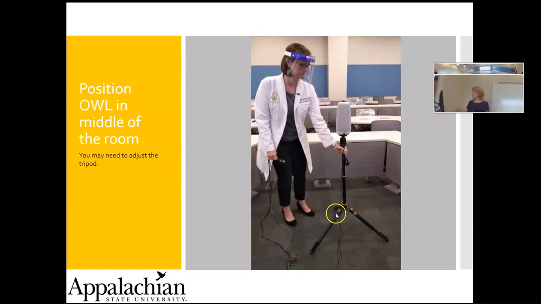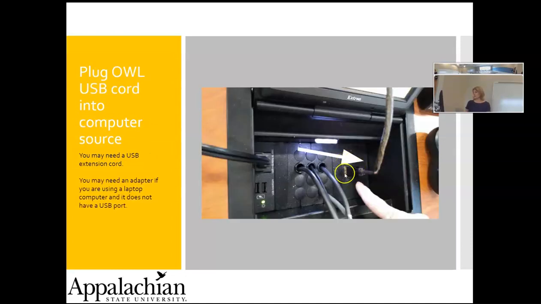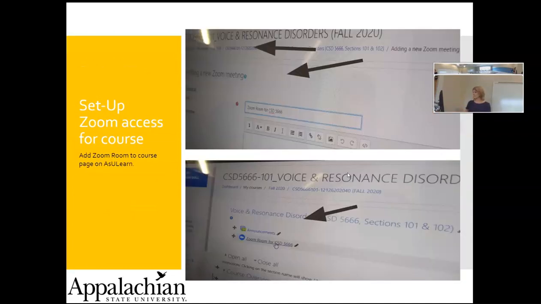When you get to your classroom, you're going to set up your tripod, make sure that it's not wobbly, make sure everything's nice and tight so it's not going to fall over, and that it's not in the way of people walking. If you'll notice, she has 2 different cords here, and the first cord she's going to plug into the podium outlet for AC power, and the second cord she's going to plug into the USB port, and that will connect and communicate with the computer system.